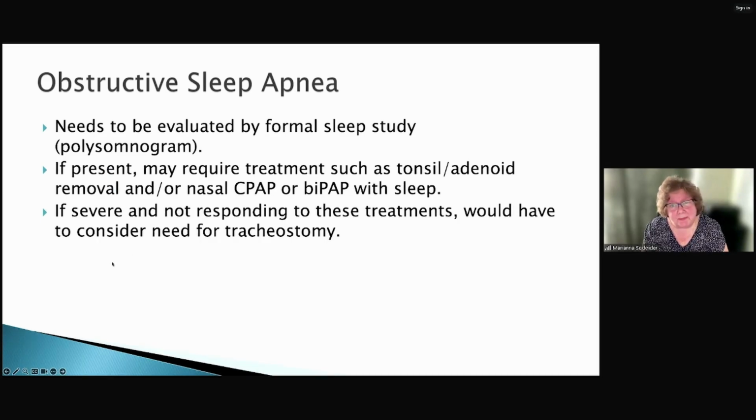For obstructive sleep apnea, in order to define it and characterize how severe it is, you would need a formal sleep study we call a polysomnogram. If obstructive sleep apnea is present, then you may require treatment, and that could be tonsil and adenoid removal or often nasal CPAP or BiPAP support with sleep. This is a device that uses positive airway pressure, airflow, to keep the airways more open. And if obstructive sleep apnea is severe and not responding to treatment, then rarely we'd need to think about a tracheostomy.